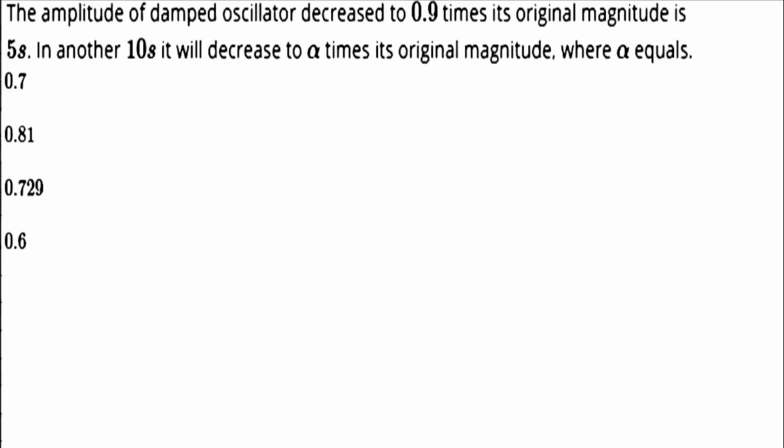Hi guys, here the question is given. In this question it is said the amplitude of a damped oscillator decreases up to 0.9 times of its original magnitude in 5 seconds. In another 10 seconds, it will decrease up to alpha times of the original one. When alpha is equal to, see, we know its formula.